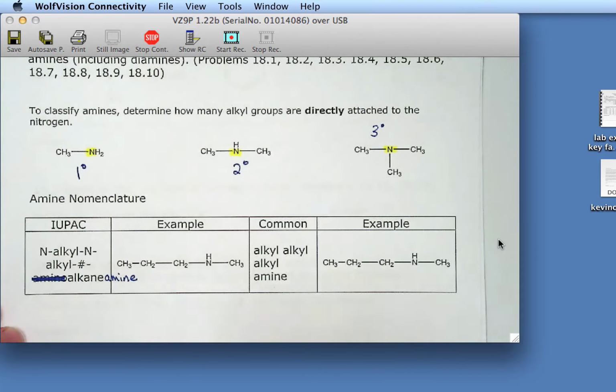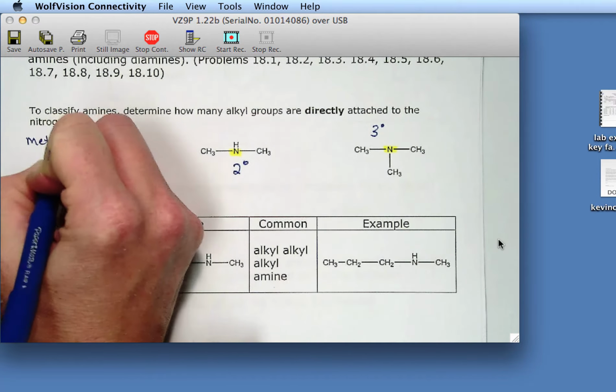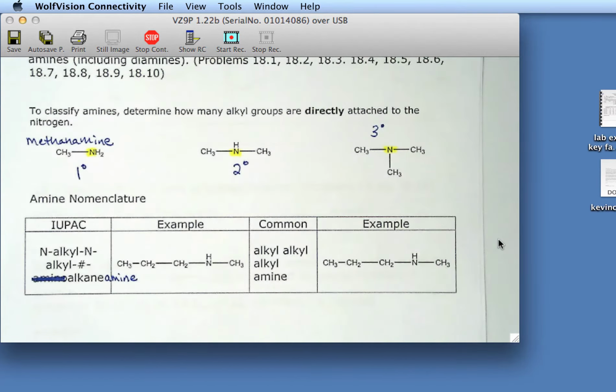This first one, very simple, primary amine. It's just methanamine. You see how there aren't any other groups coming off that nitrogen? Methanamine.